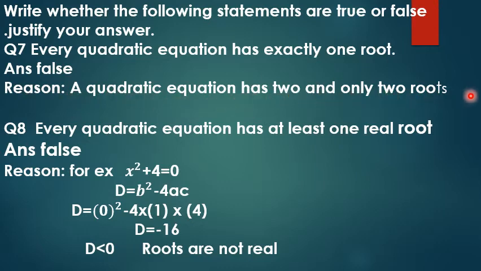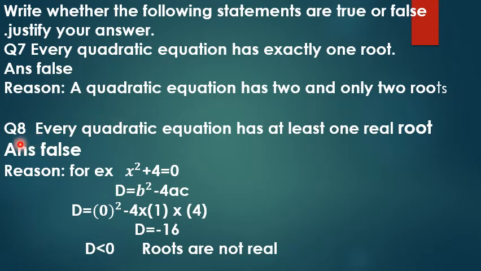But how? We have studied that in chapter number 2, polynomials. A quadratic equation is also called a quadratic polynomial, because when a quadratic polynomial is equal to 0, we get a quadratic equation. We know that in a polynomial the number of zeros or roots depends on the degree of the polynomial. Here the quadratic polynomial or quadratic equation has a variable x whose degree is 2, so that's why it has two roots. So our answer is false, and the reason is that a quadratic equation has two and only two roots.